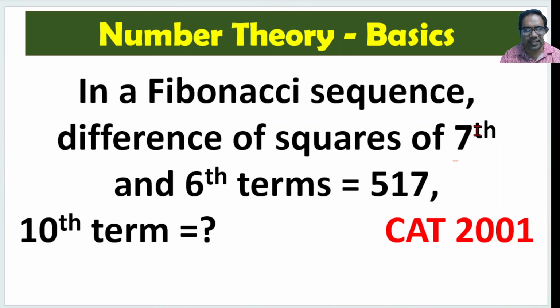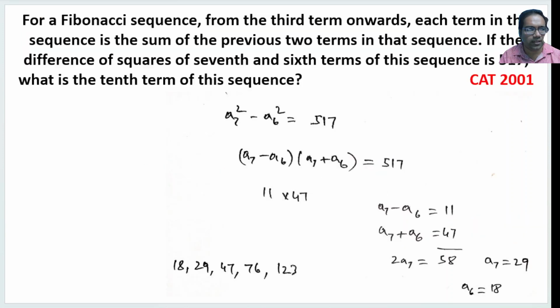Right. In this case, the difference of the squares of a7 and a6 is 517. Right, a7 squared minus a6 squared is 517. What does that mean? (a7 minus a6) into (a7 plus a6), right? (a minus b) into (a plus b) is 517. And 517, we know it can be split into 11 and 47. Right, there are not many ways to split 517. 11 and 47 is the way.